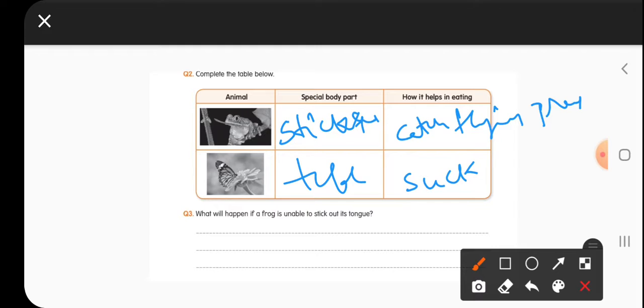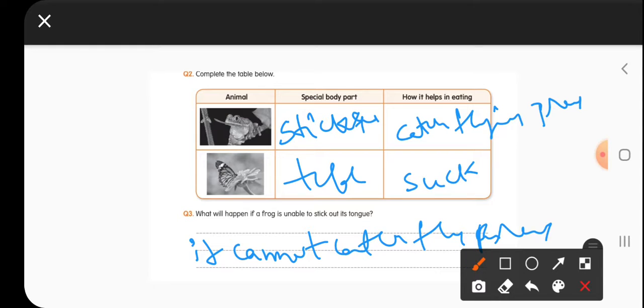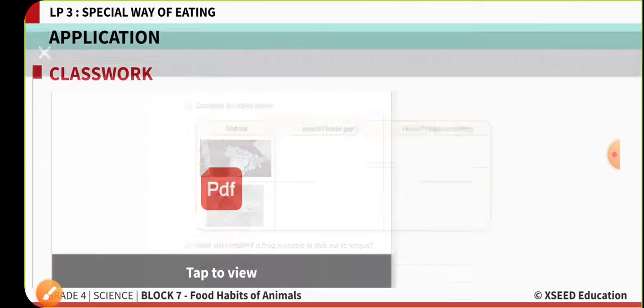So what will happen if the frog is not able to have such a sticky tongue? It cannot catch the flying prey, so it will not get food. Okay, other than the animals we have just discussed, we have some other animals like birds.